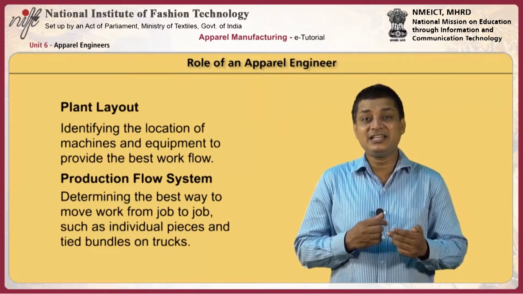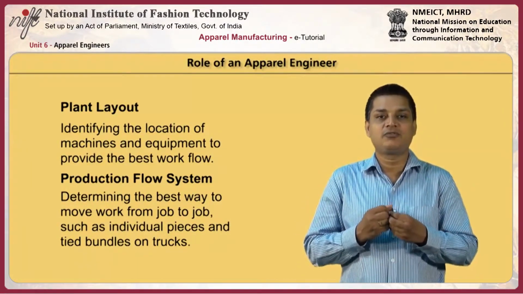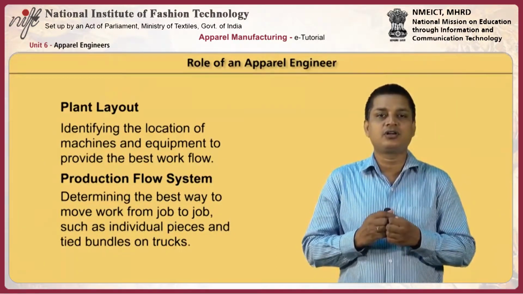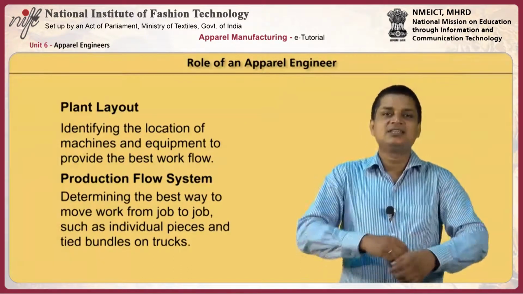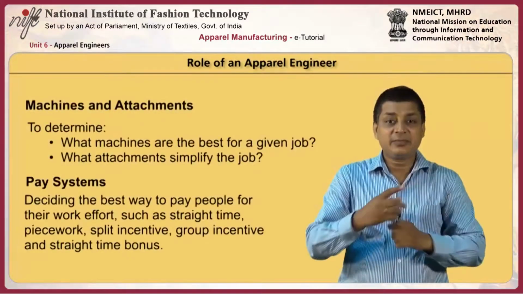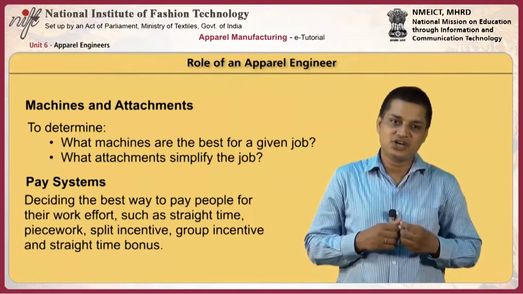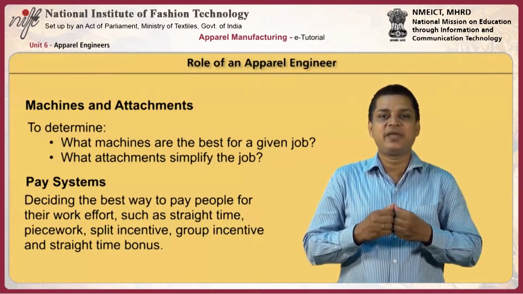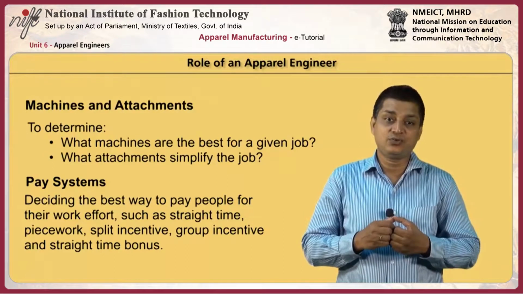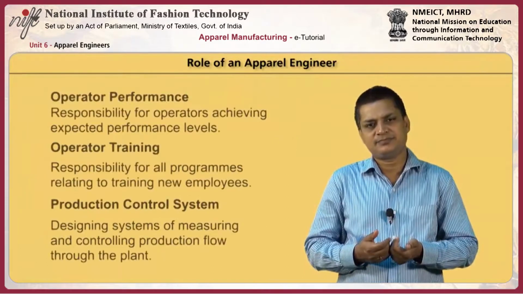Plant layout deals with identifying the location of machines and equipment to provide the best workflow. Production flow system helps in determining the best way to move work from one job to another, such as individual pieces and tied bundles on trucks. Determining what machines are the best for a given job and what attachments simplify the job. Deciding the best way to pay people for their work efforts. This includes straight time, piece work, split incentive, group incentive, and a straight time bonus.